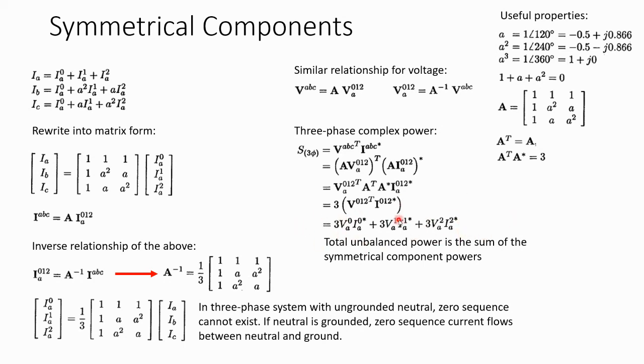This shows that the total unbalanced power is basically the sum of the symmetrical components power of the zero sequence, the positive sequence, and the negative sequence. We can sum them up, and then we will get the three-phase unbalanced power.